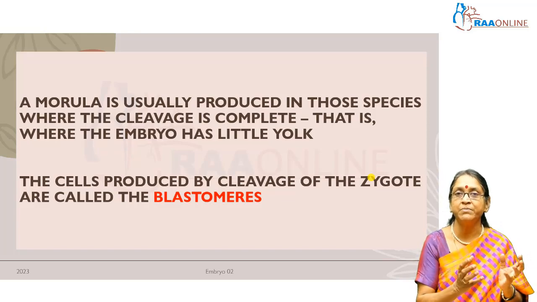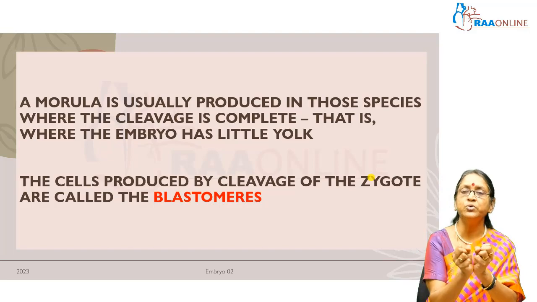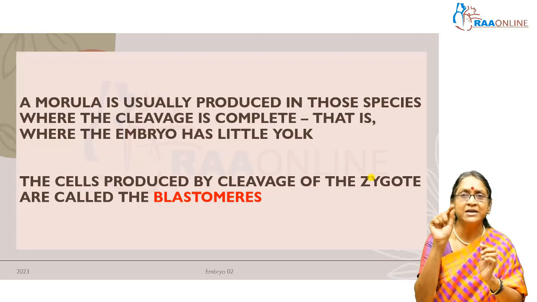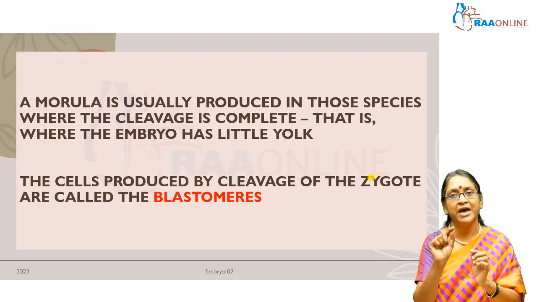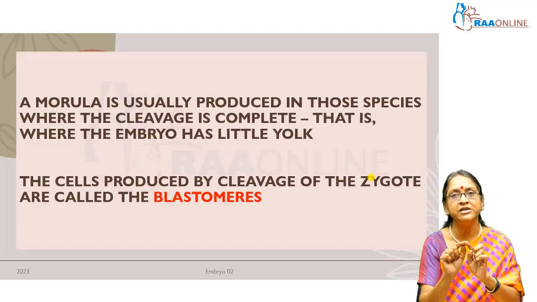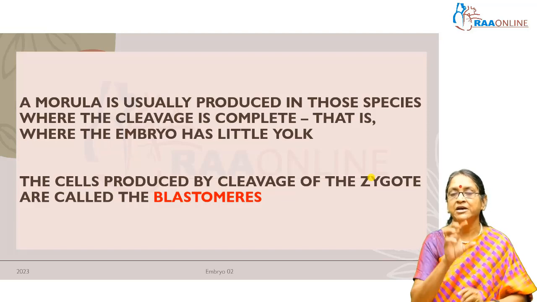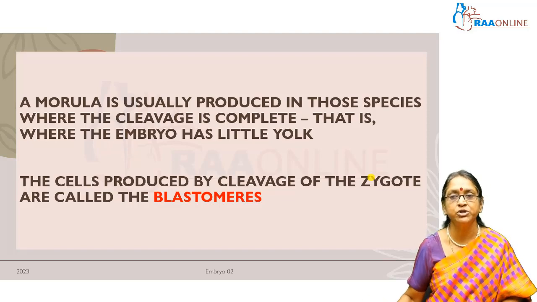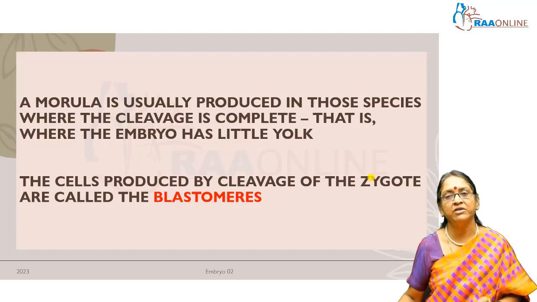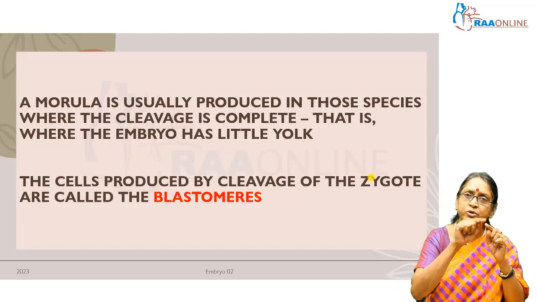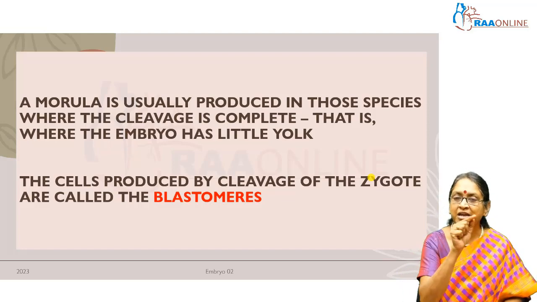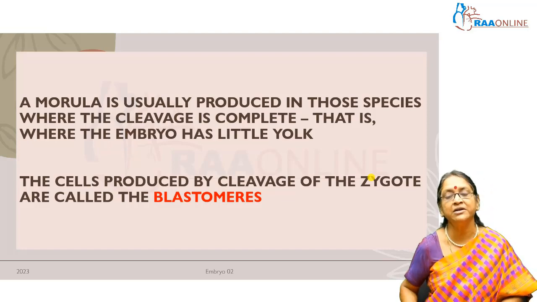And wherever the cleavage is complete, one cell divides into two complete daughter cells. Two daughter cells become four daughter cells. You find these cells are complete individually. Each of them is complete for itself and they are closely packed, and that packed structure is called the morula. So morula is usually produced in those species where the cleavage is complete, where the embryo has little yolk. And what do you call those individual cells? Morula is that bunch. The individual cells produced by the cleavage of the zygote are called the blastomeres.